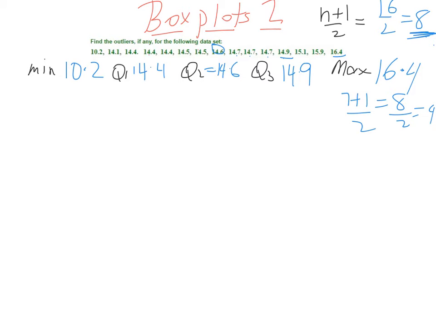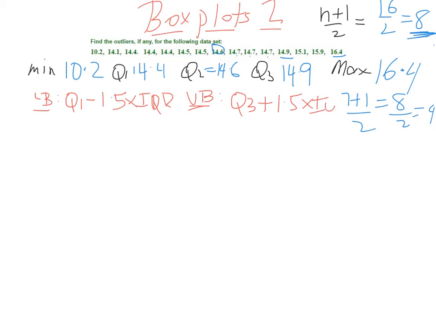So we've got our 5-number summary all sorted out. Now we're going to find out if there are any outliers. To find out if there are any outliers, we've got to do some calculations. We've got to do a lower boundary calculation and an upper boundary calculation. The lower boundary calculation is Q1 minus 1.5 times the interquartile range. The upper boundary is Q3 plus 1.5 times the interquartile range.